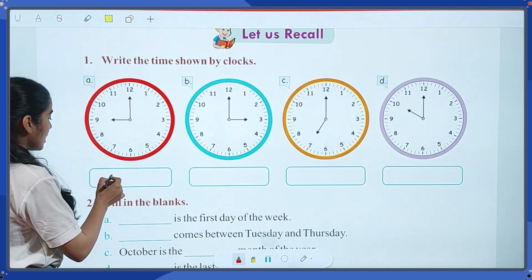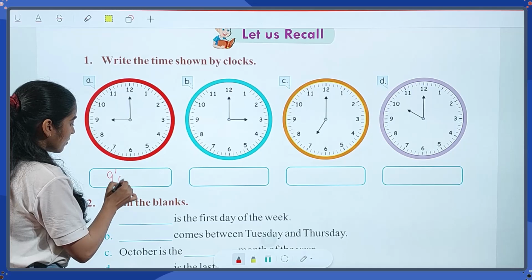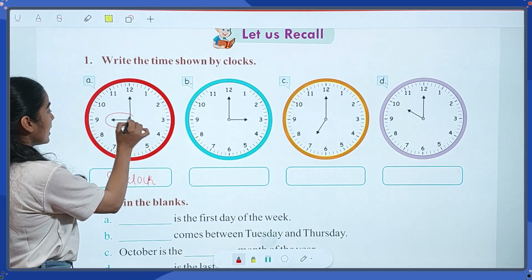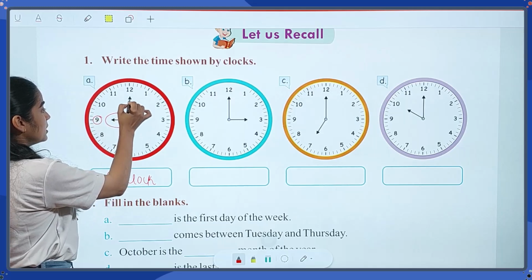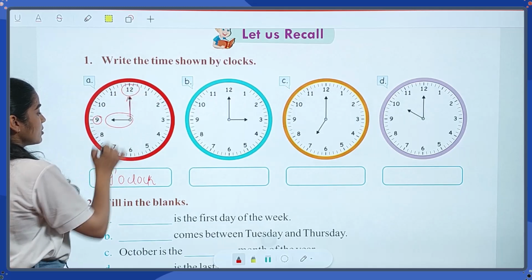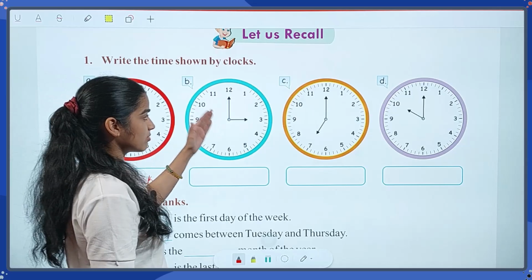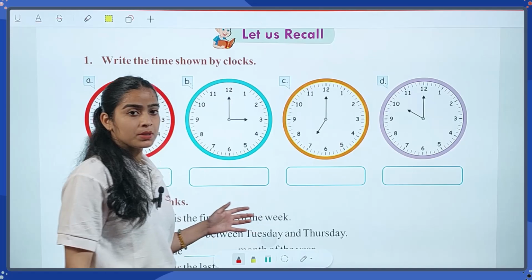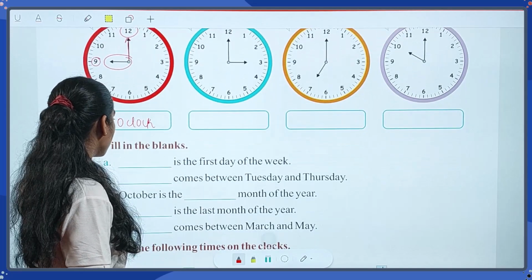This is 9 o'clock, when our hour hand is at the 9 and minute hand is at the 12. So this is 9 o'clock, this is 3 o'clock, this is 7 o'clock and this is 10 o'clock. You can simply write your time in these blanks.